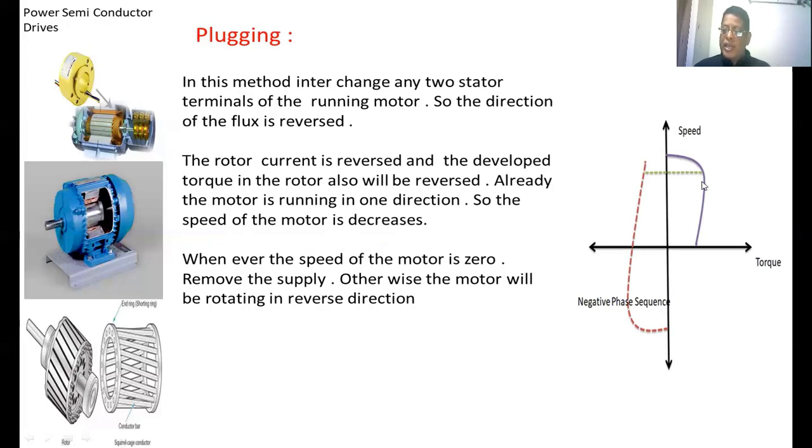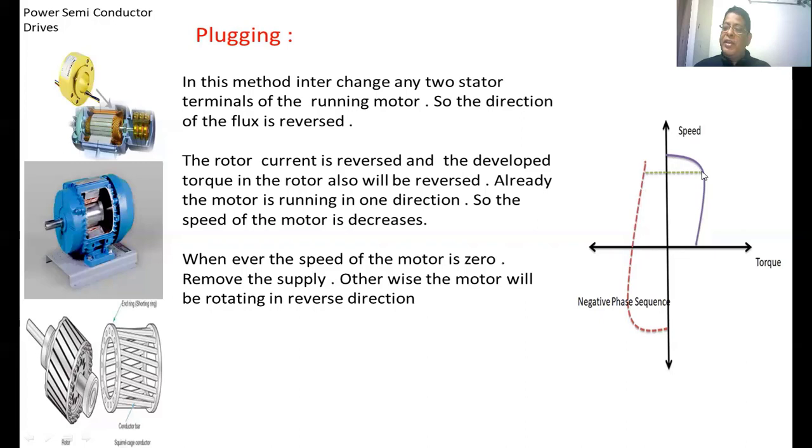This is the motoring characteristic, that is, if you apply the positive phase sequence to the induction motor, then these are the characteristics. Suppose you apply the negative phase sequence to the motor, then this red dotted line represents the characteristics up to here. If you extend this characteristic, we get the plugging characteristics. This area is the plugging region.